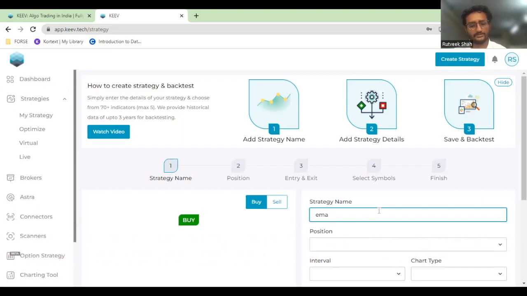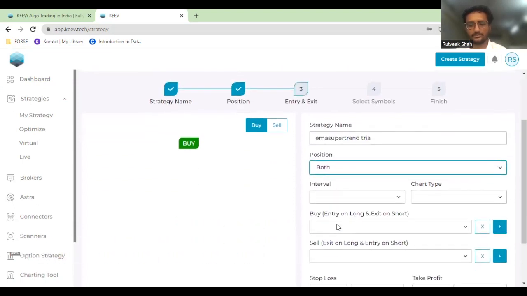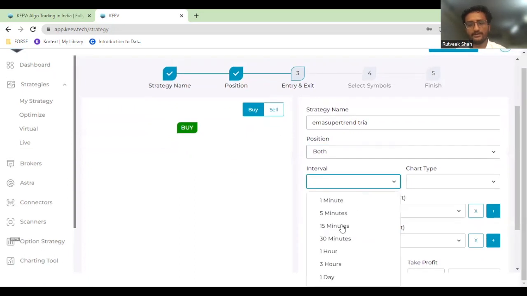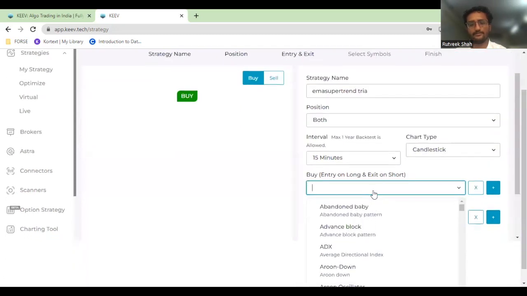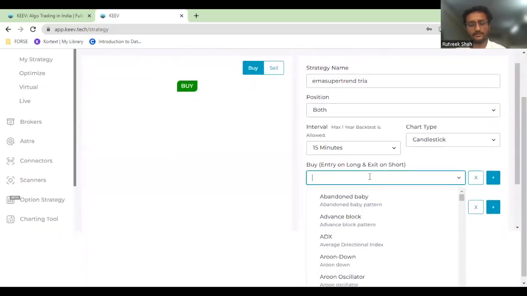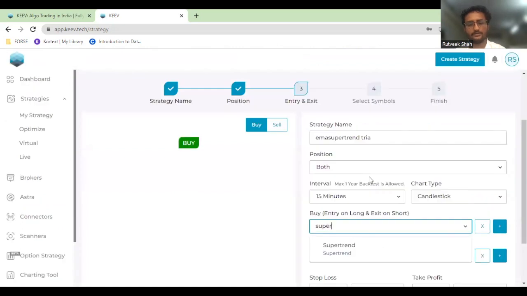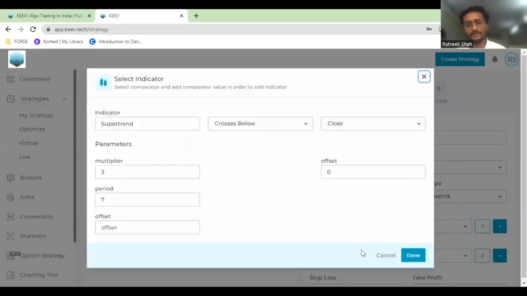First, we'll make the strategy. The position, I'm going to choose both. You can choose either of them. Interval, I'm going to trade for the 15-minute time interval, the candlestick. I want to enter the position when the closing price closes above the super trend, sorry, above the super trend.